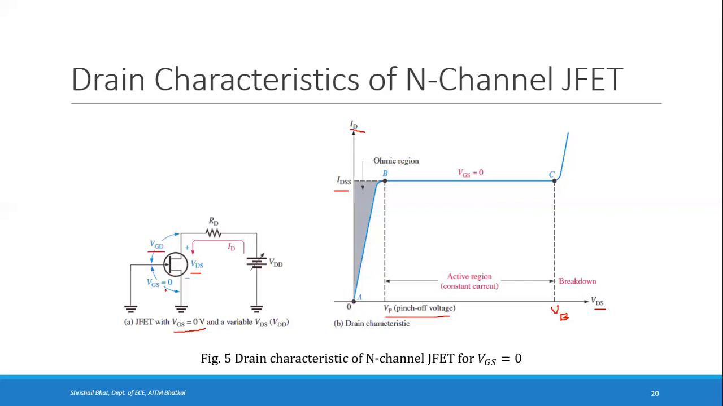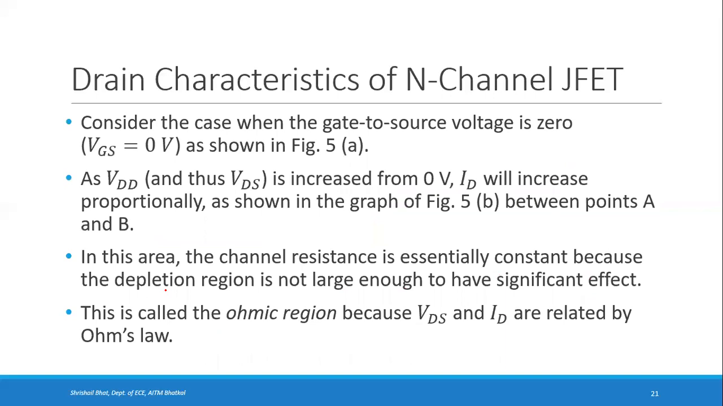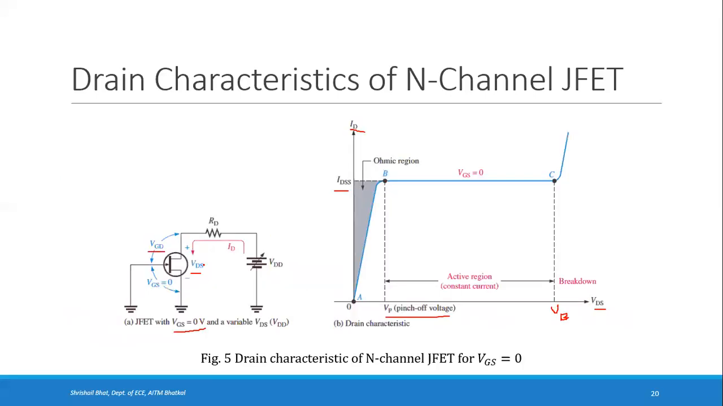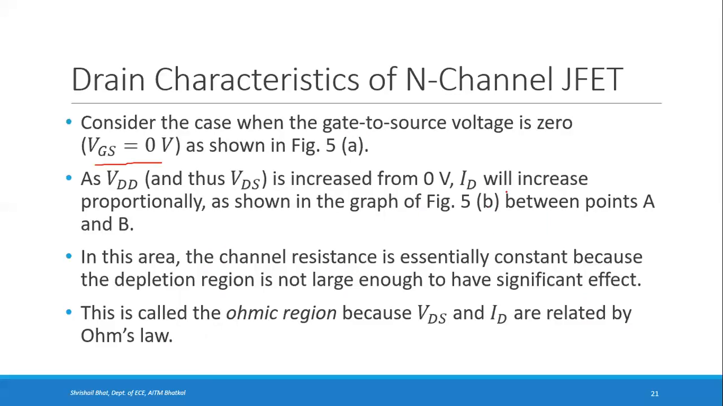Fine. So here the explanation is the same as I have given. We are considering the case when the gate to source voltage is 0, VGS is 0 volts. As you increase this VDD, and thereby VDS also increases from 0 volts, ID will increase proportionally between points A and B.